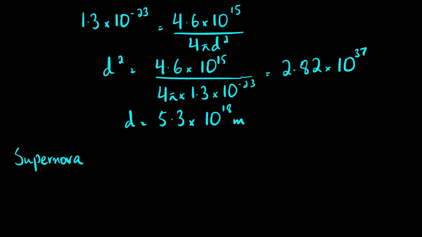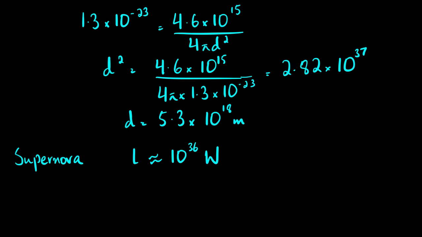So kind of just like an estimate, the luminosity of a supernova is approximately 10 to the 36 watts. If you remember the figure for the luminosity of the sun, that was 10 to the 26. So the luminosity of a supernova is 10 to the 10 times greater than the luminosity of the sun.